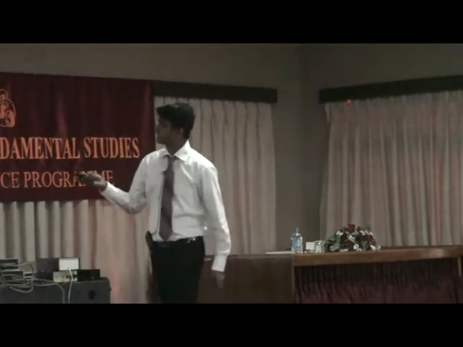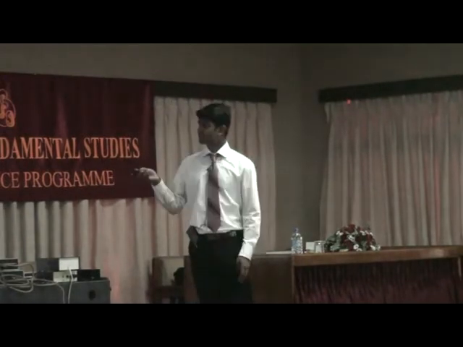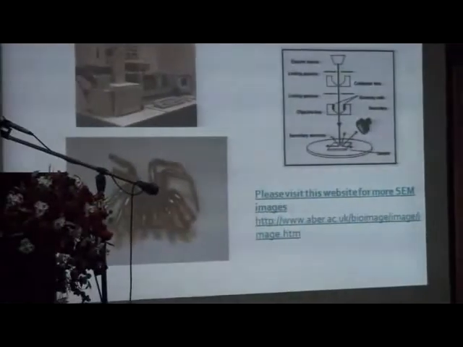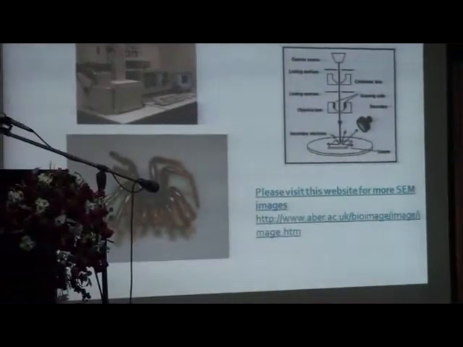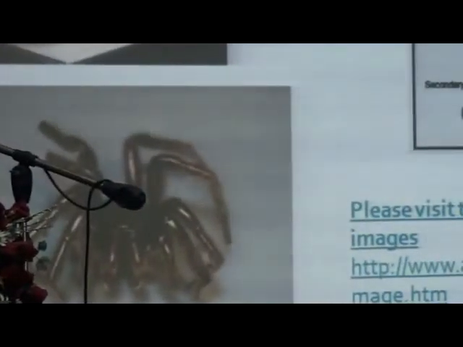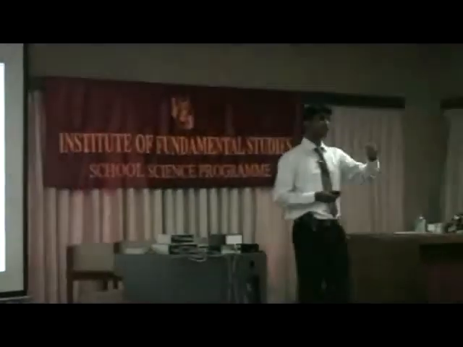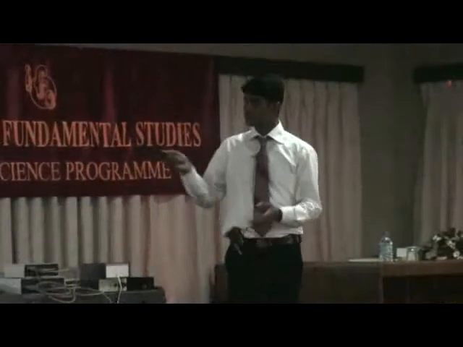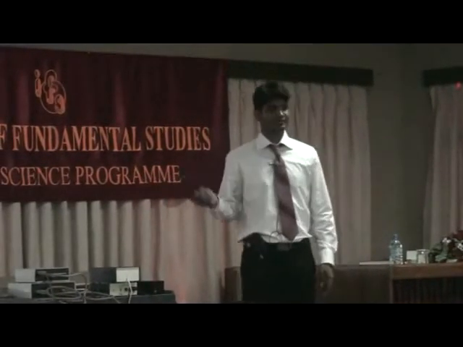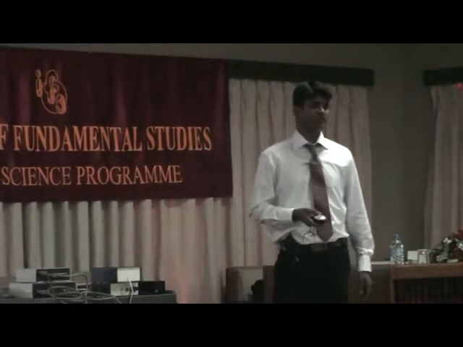What you see here is scanning electron microscopy. This is a spider coated with gold. Normally, for a scanning electron microscope, the sample to be scanned should have some conductivity. If it is not conducting, then when you expose it to electron beams, it accumulates charges, and that won't give you a clear picture. Therefore, to remove the charges from the surface, we coat it with gold or platinum or graphite. Now the sample is ready for scanning.